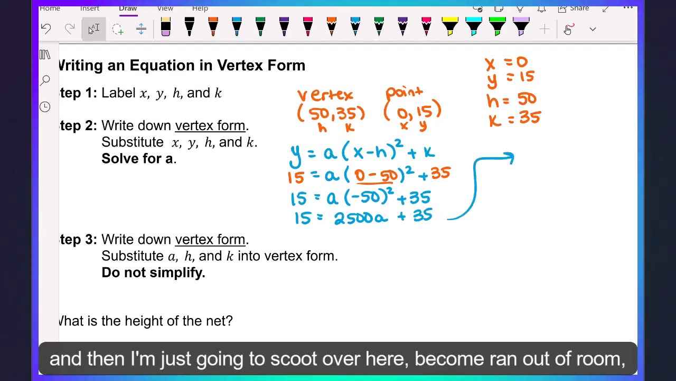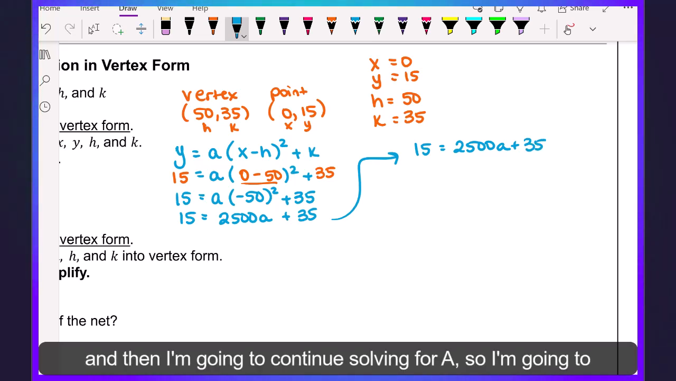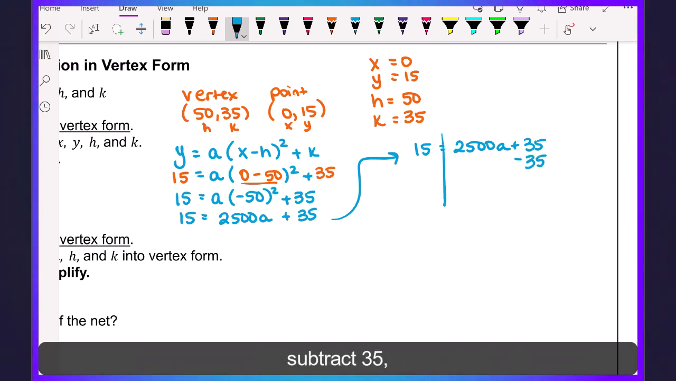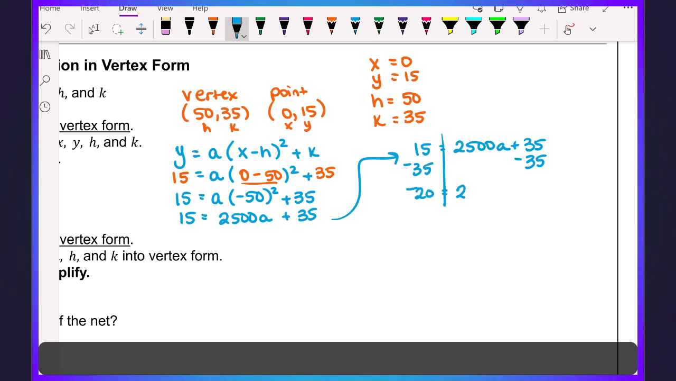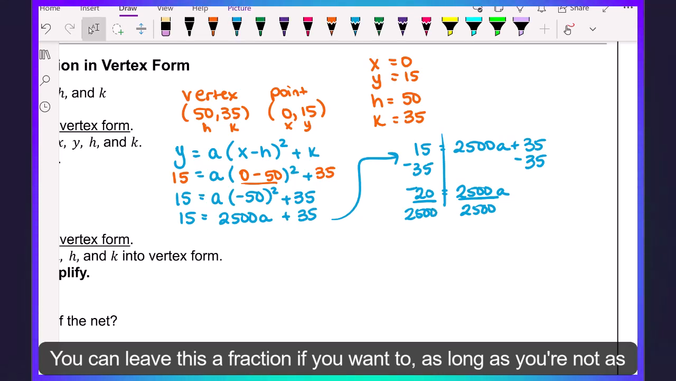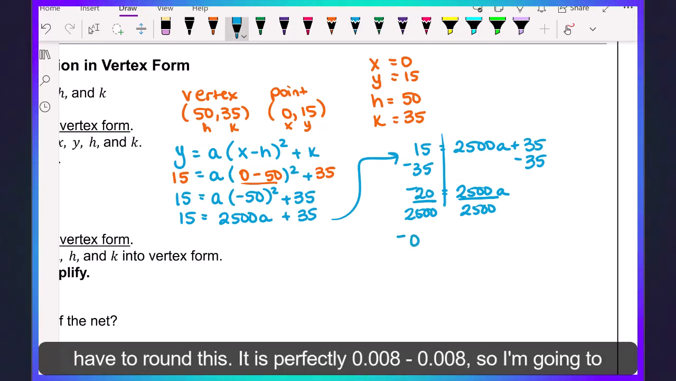And then I'm just going to scoot over here because I ran out of room. And then I'm going to continue solving for a. So I'm going to subtract 35. And I get negative 20. And then I'm going to divide by 2,500. You can leave this a fraction if you want to, as long as you're not, if you have to round it, then a fraction is better. But I don't have to round this. It is perfectly 0.008, negative 0.008.